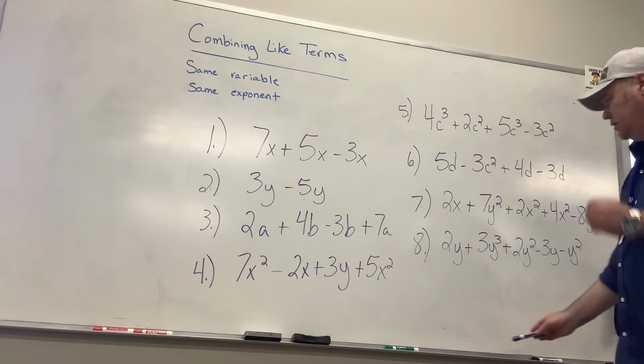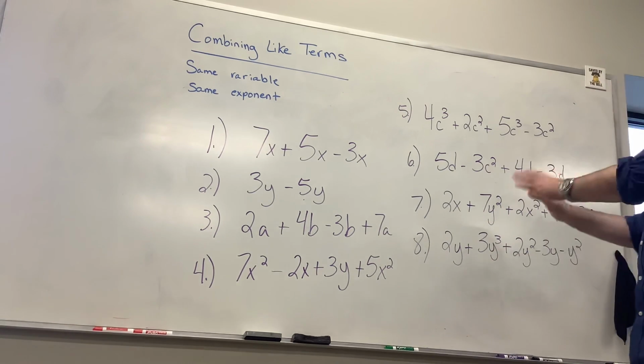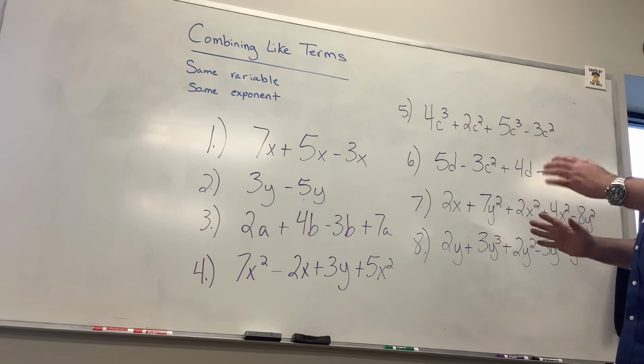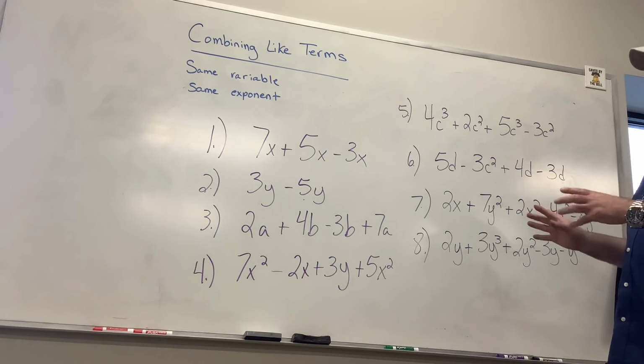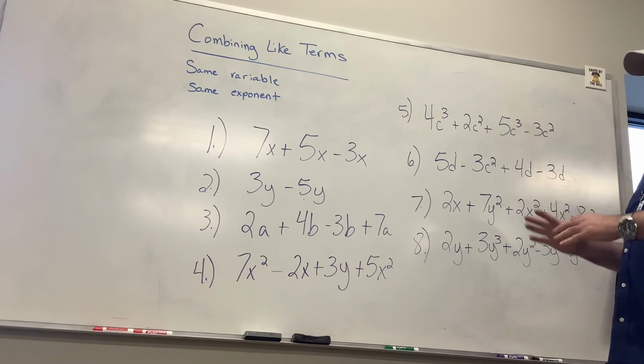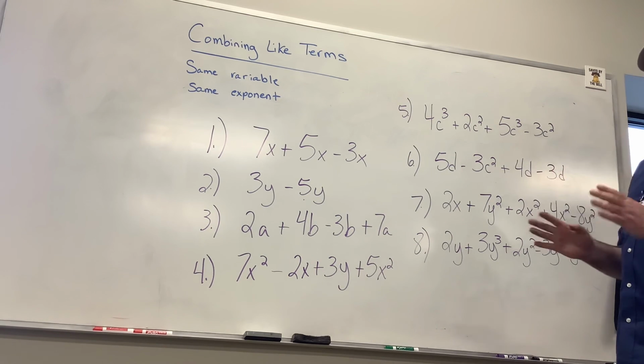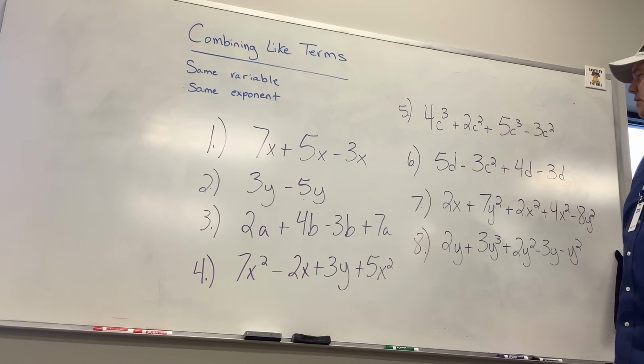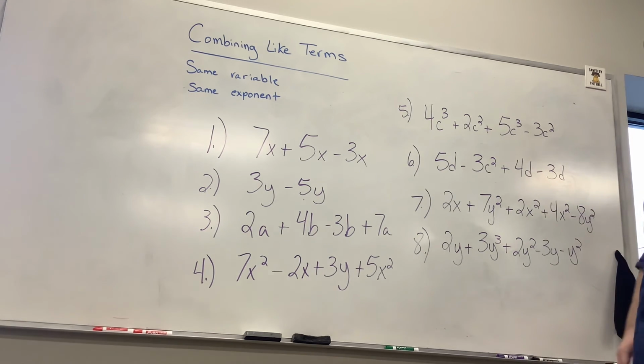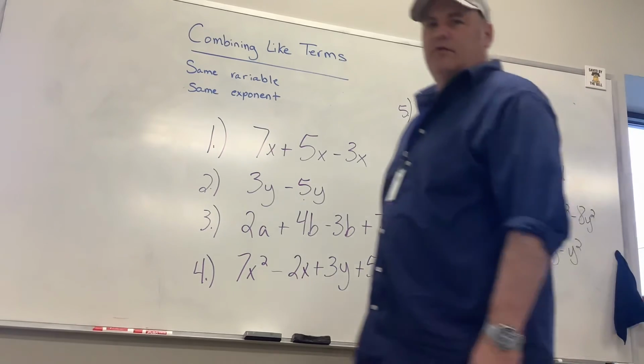Okay, so those 8 problems, go through, combine the ones you can, circle your answer. That helps me see which one you're finalized, especially if you've got more than one step. You're circling your answer to show this is my final submission. This is the one that I'm saying I'm done with, okay? And we'll check those and go from there, okay?